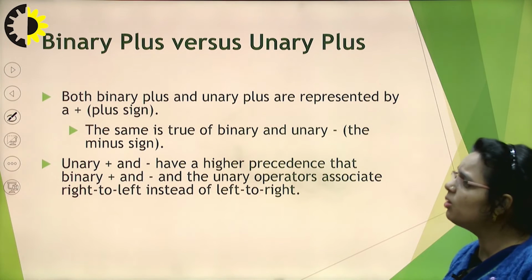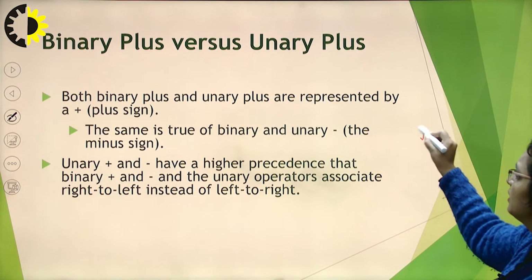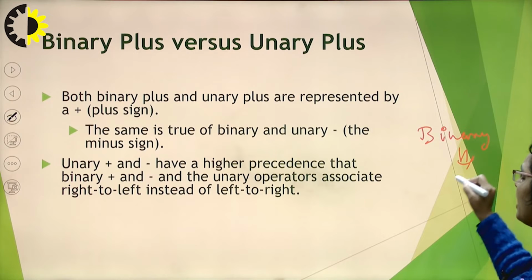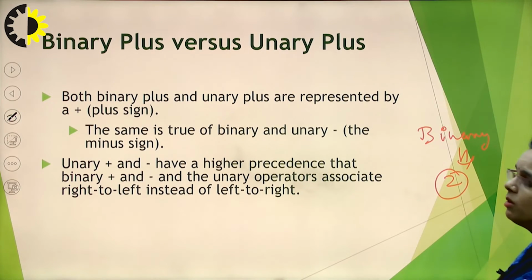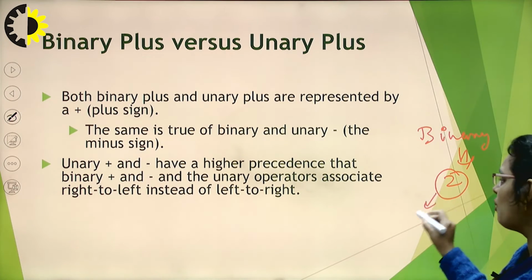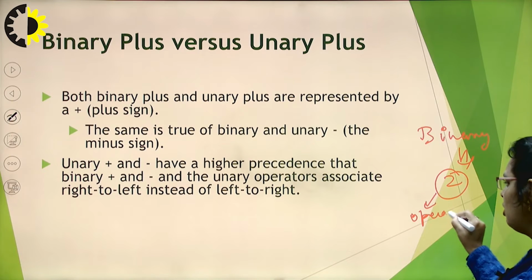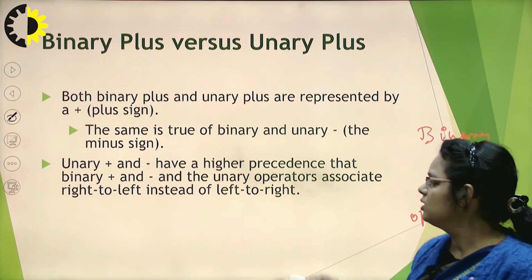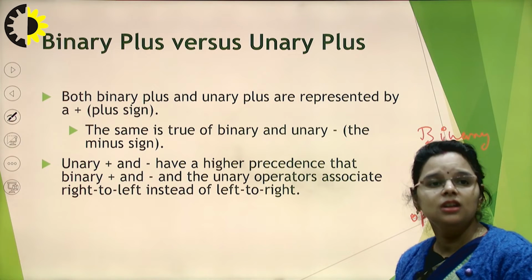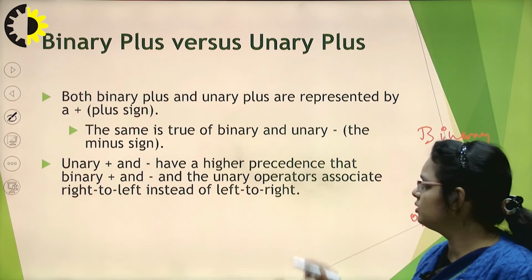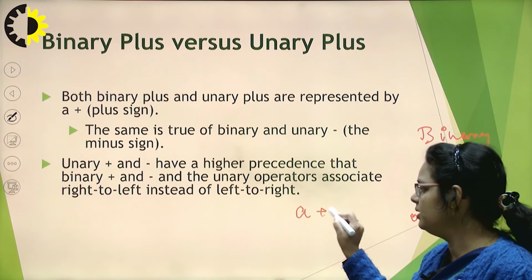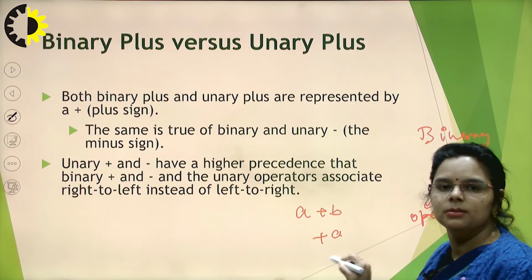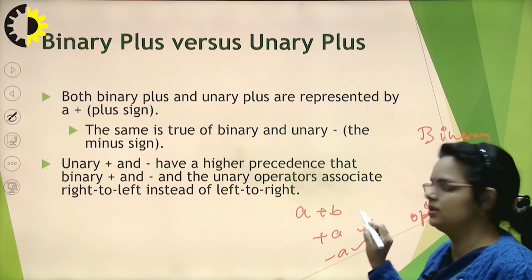See, as in our last lecture as well, whenever we talk about binary, it means 2. So binary basically has 2 operands. And whenever we talk about unary, it means it has only 1 operand. So if we talk about addition, binary plus means A plus B, and unary plus means either plus A or minus A, all these are unary.